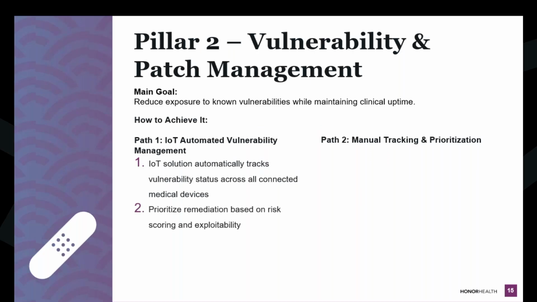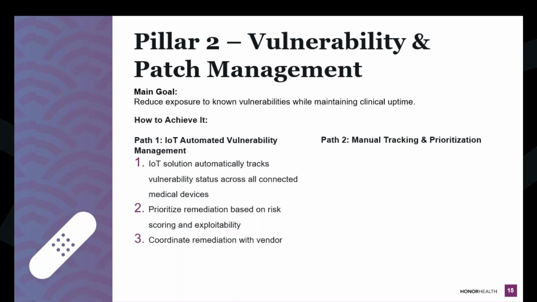Okay, prioritize the vulnerabilities. This is something that an IoT solution automatically does for you. It looks at the risk of the vulnerability, the scoring, and the exploitability of the vulnerability. You might have a vulnerability that's really high risk, but it's not exploited, okay? You might have a vulnerability that's medium risk, but it is exploited. So which one do you prioritize? And so that's something that an IoT solution can also help you with.